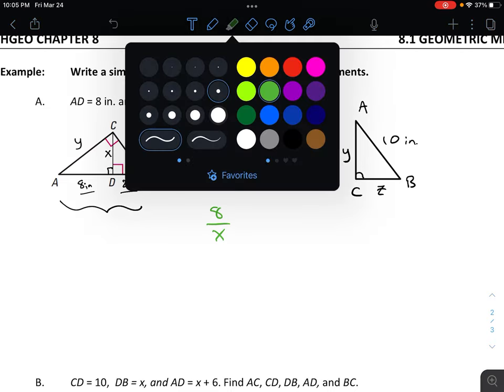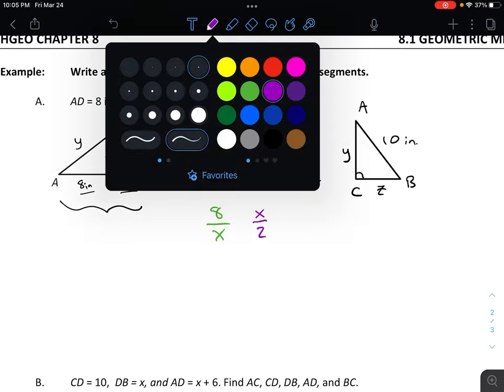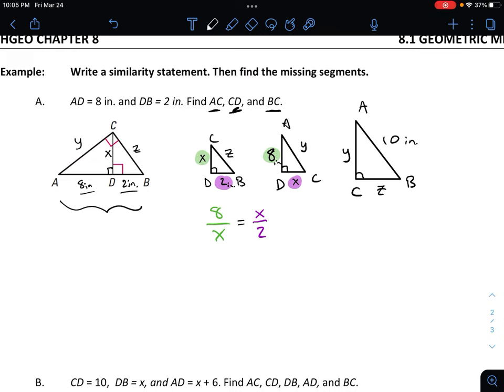And also notice that the x on this side corresponds to the 2, so I can write x over 2. Even though we technically have two unknowns, we don't know this numerator and that denominator, luckily for us it's the same variable. So when I cross multiply, we find out that x squared equals 16. When I take the square root of both sides, we find out that x is 4.